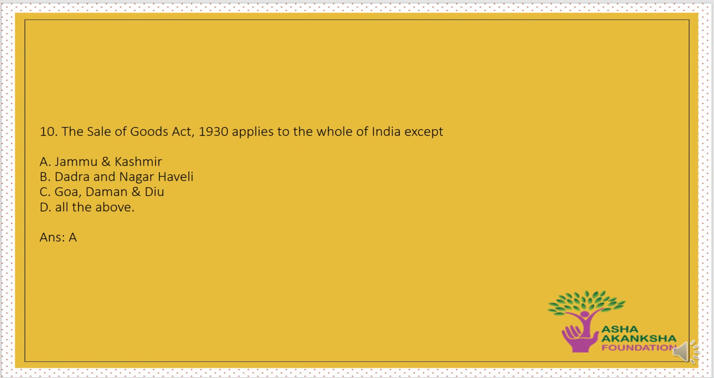The next question is: the Sale of Goods Act 1930 applies to the whole of India except, options are A. Jammu and Kashmir, B. Dadra and Nagar Haveli, C. Goa, Daman and Diu, or D. All of the above. The correct answer to this question is option A, that is, the Sale of Goods Act 1930 applies to the whole of India except Jammu and Kashmir.